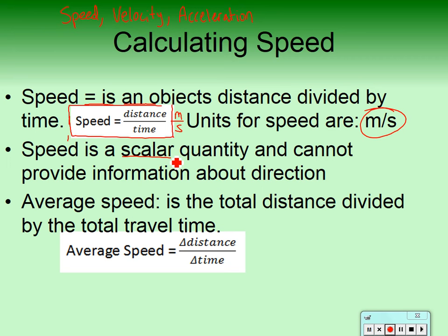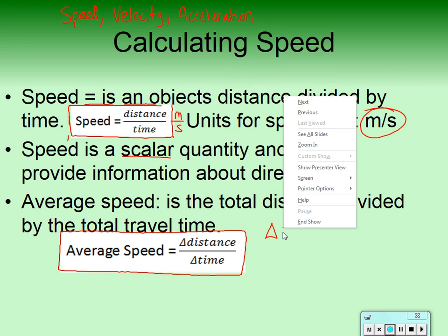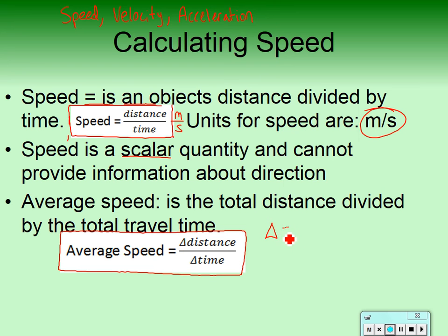Okay, now let's talk about how to find average speed. Average speed is the total distance divided by the total traveled time. So again, a very important formula. Average speed is found by taking the change in distance. Again, let me remind you, this triangle we see in physics all the time is a Greek letter delta.